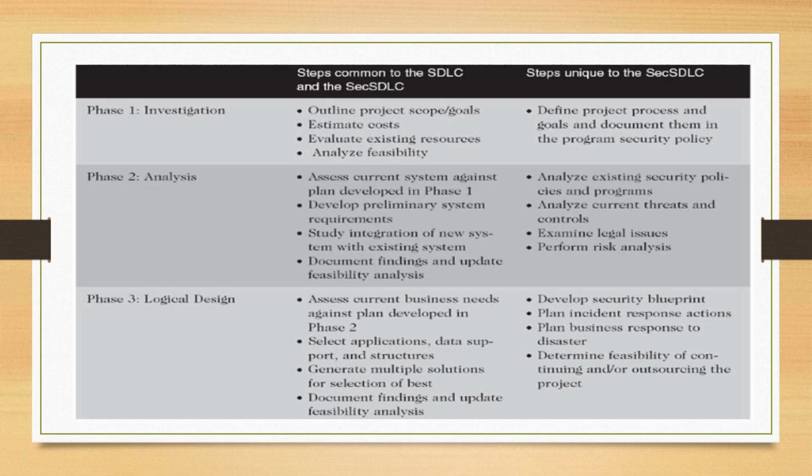So the third phase is the design phase, which we will separate into two: the logical design and the physical design. In logical design, the steps common to the SDLC and Secure SDLC are that it assesses the current business needs against the plan developed in phase 2, as in the previous phase. So for the selection of an application, data support and structure are needed. Then generate multiple solutions to select the best one, document findings, and update the feasibility analysis.